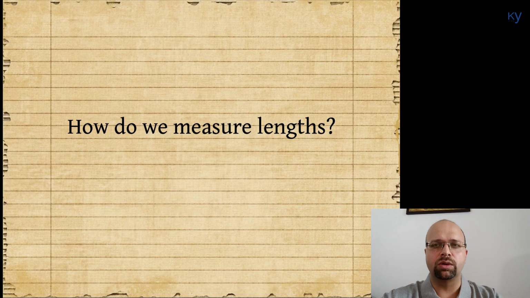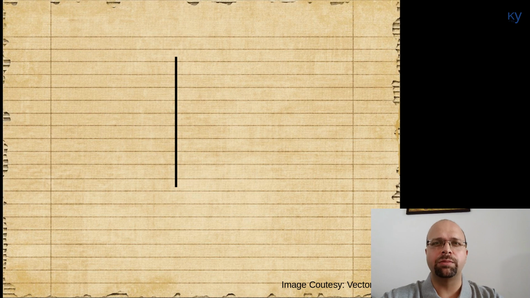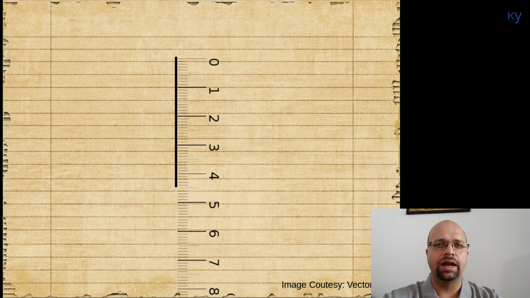Let's ask a simple question: how do we measure lengths? If I give you a line on a piece of paper and ask how you will measure the length, it's quite simple. Most of us know how to do it. We take a scale, put the zero of the scale on one end of the line, and the number on the other end of the line is our length. Assuming this is a centimeter scale, the answer here is 4.5 centimeters.